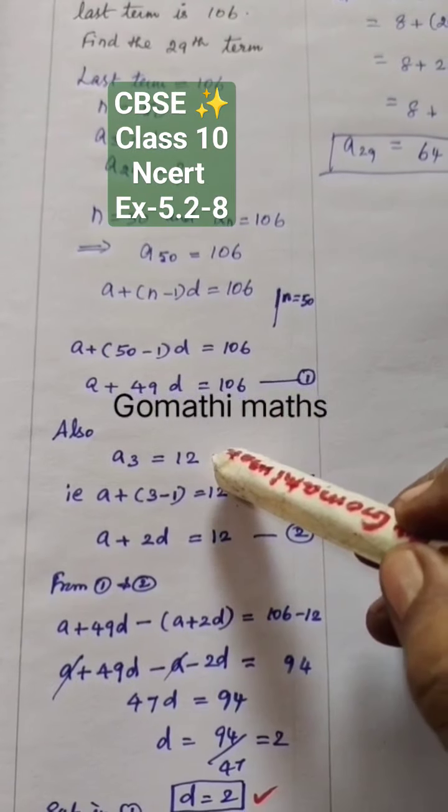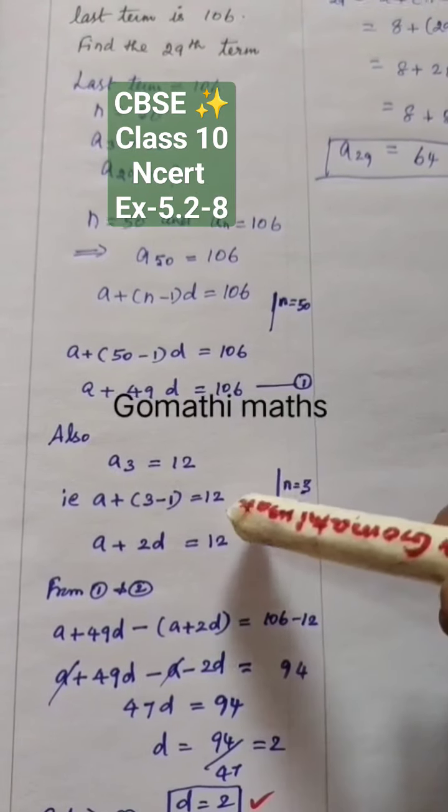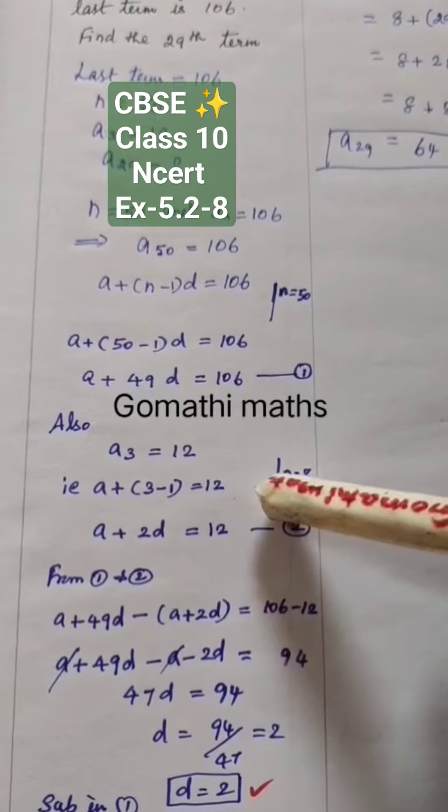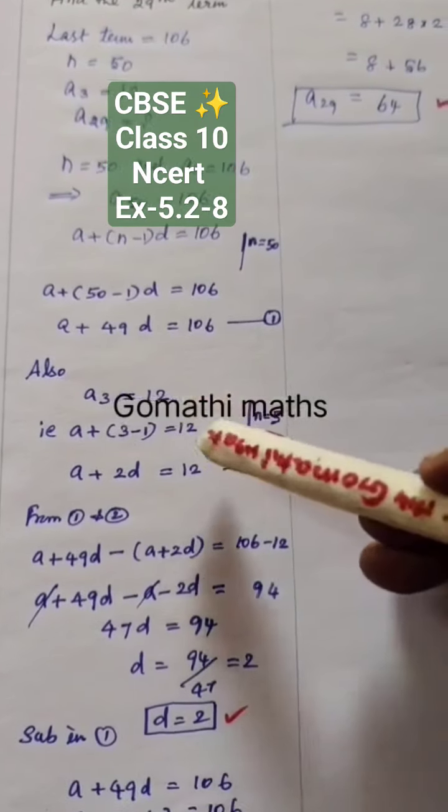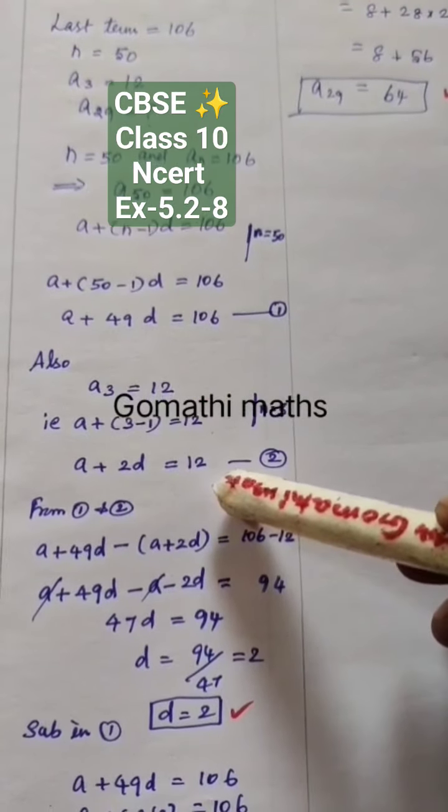Also you are given A3 equal to 12. A3 means A plus 3 minus 1 into D. I forgot to write that. So A plus 2D equal to 12.